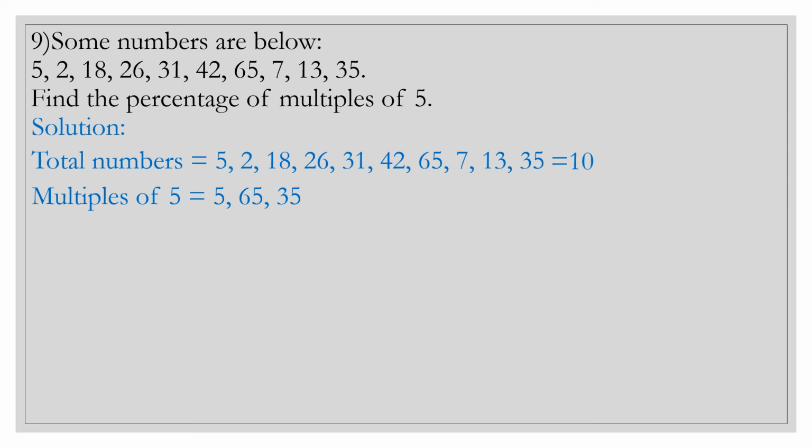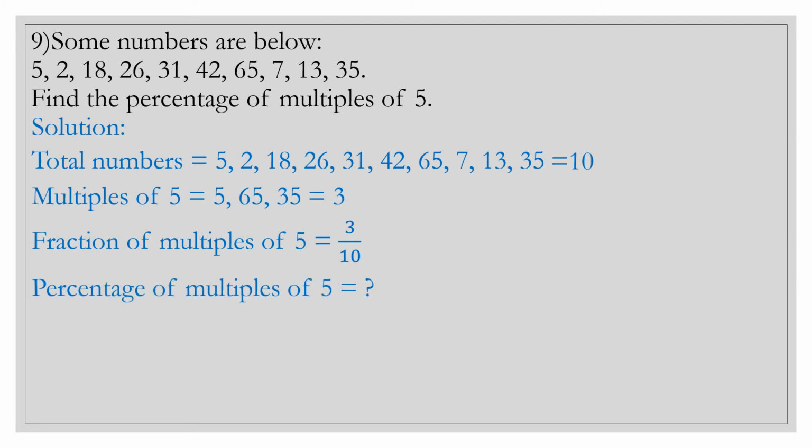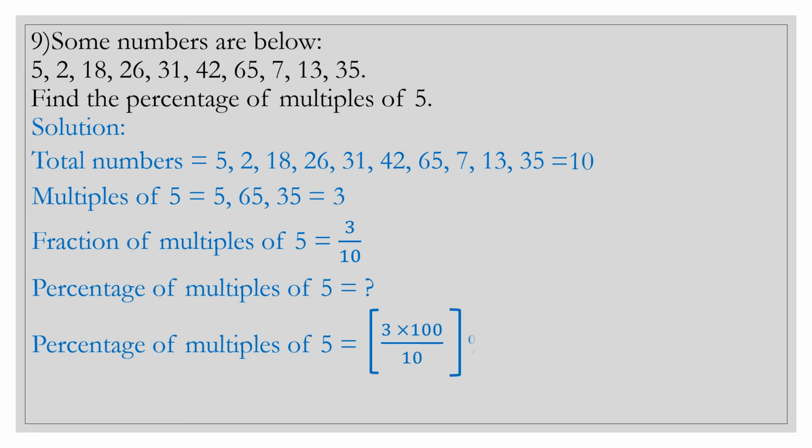If we count this number, the answer is 3. So write down 3. So the fraction of multiples of 5 is equal to 3 upon 10. And the percentage of multiples of 5 we have to find out. Again, if we convert fraction into percentage, multiply by 100 and put the percentage symbol. So the percentage of multiples of 5 is equal to, write down 3 upon 10 multiply by 100 in bracket and put the percentage symbol.